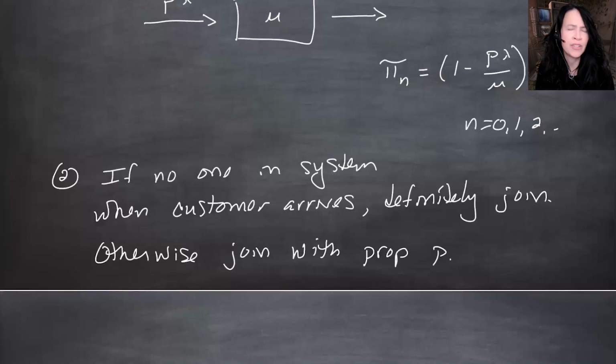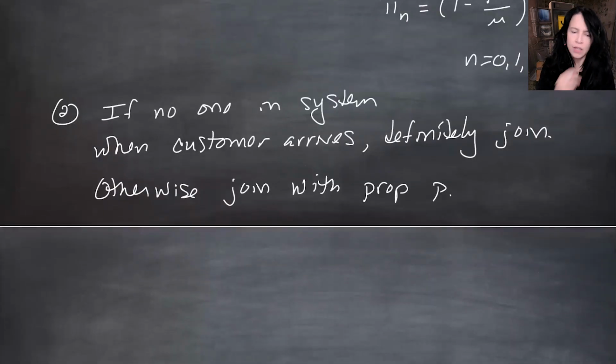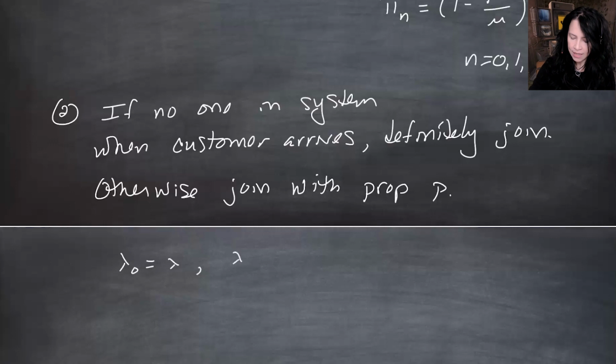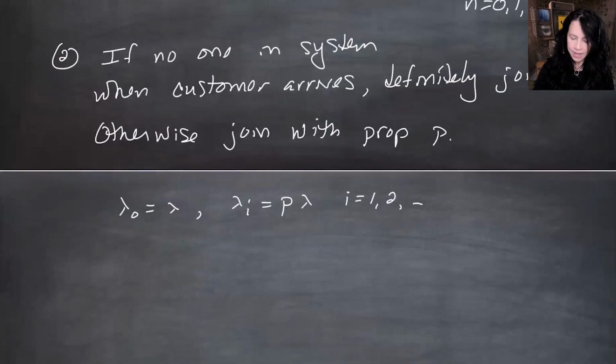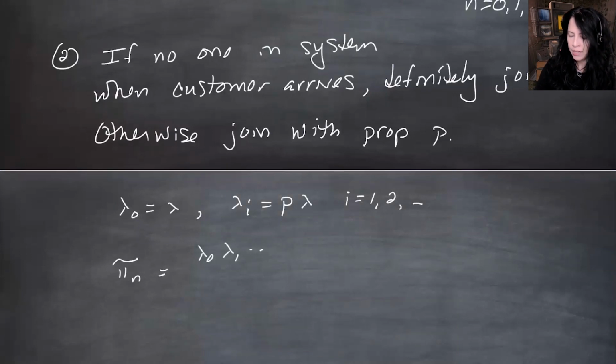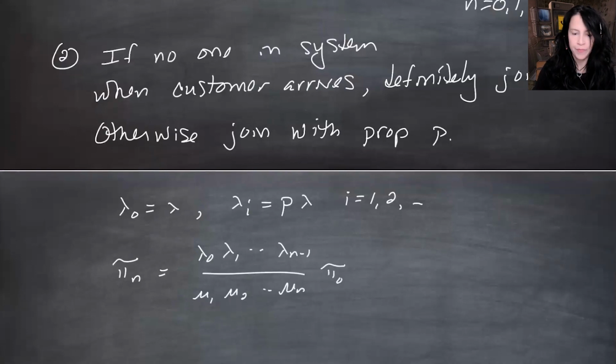I think we got through this last time. We just treated it as a birth and death process. Lambda 0 is lambda, the arrival rate, and lambda I, for I equals 1, 2 on up, is the thinned arrival rate. And if you use the formula, lambda 0, lambda 1 through lambda n minus 1 over mu 1, mu 2 through mu n, times pi 0.